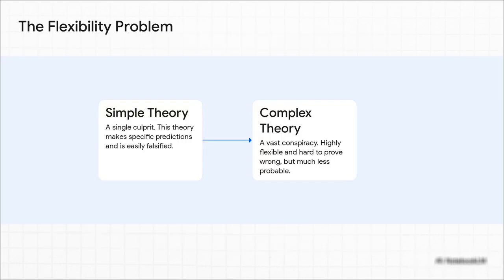Think of it like this. A detective has a simple theory. One person committed the crime. Now, that's a risky theory. It makes very specific predictions. If the evidence doesn't match, boom, the theory is toast.